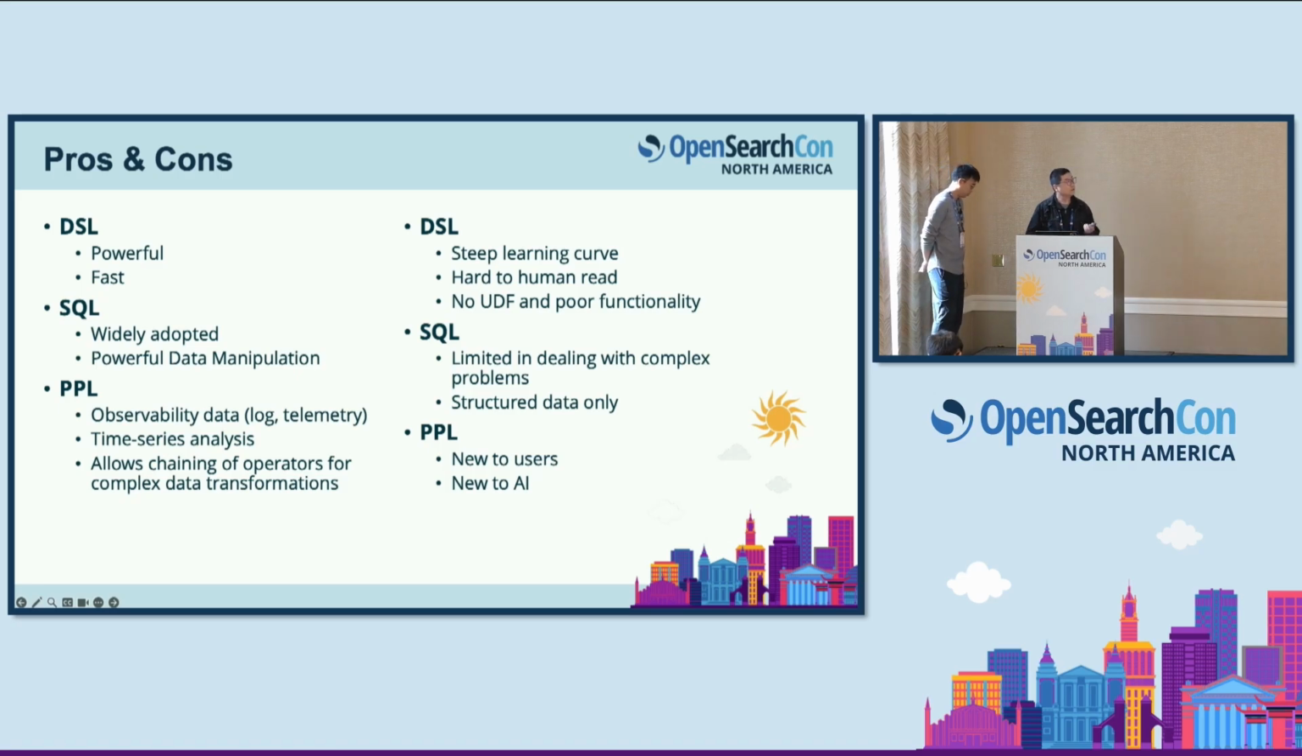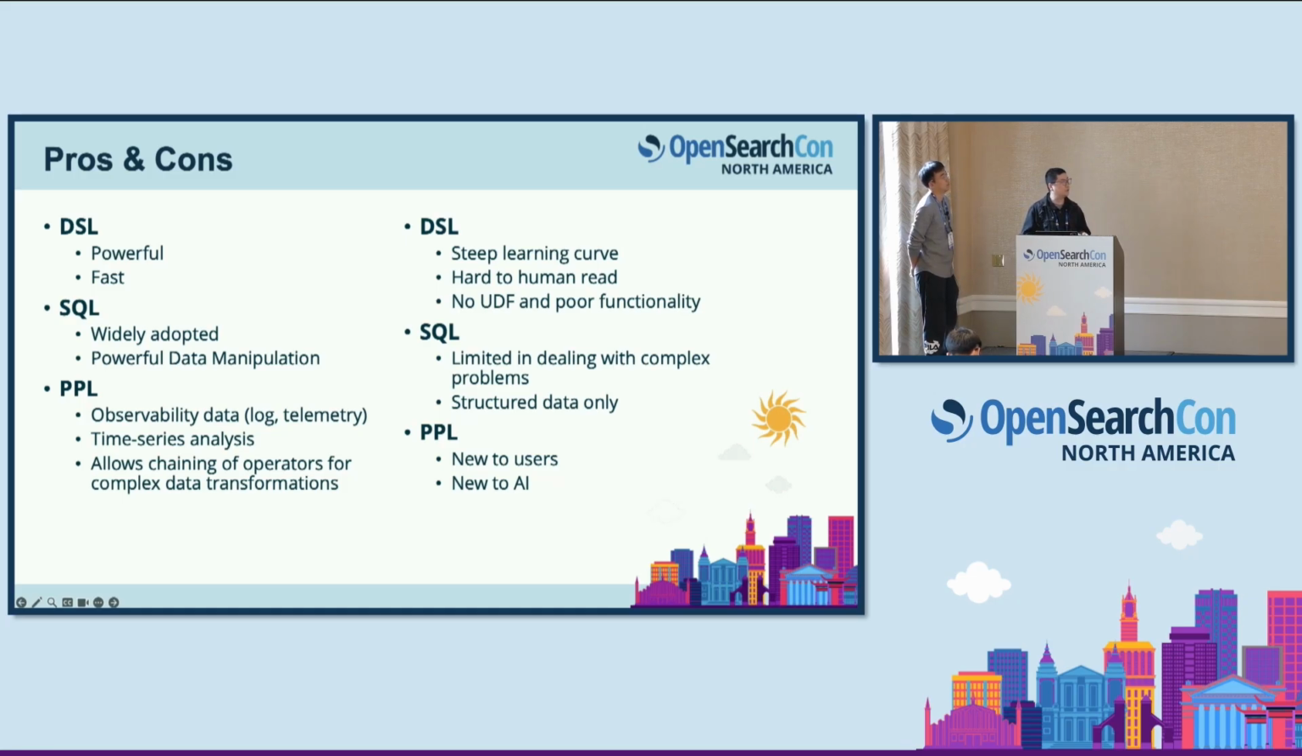Okay, let's give a simple comparison of the different query languages. The DSL, as you know, is very powerful and fast because most of the DSL will leverage the Lucene capability. But DSL has a steep learning curve, and it's very hard for humans to read and write. And there are no user-defined functions. Functionally, it is a little bit poor.